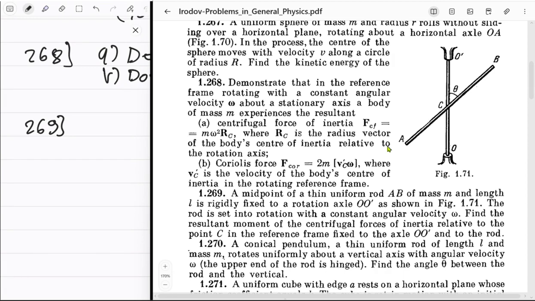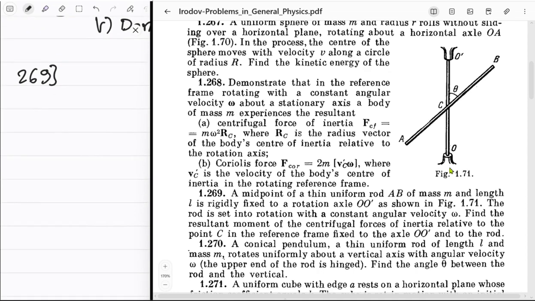Related to the resultant moment of centrifugal. That's like r vector cross f vector, but in the reference frame fixed to axis OO dash and to the rod. Oh, okay, I understand. In the rotating reference frame, what is the torque? So basically, it's just zero, because of symmetry.